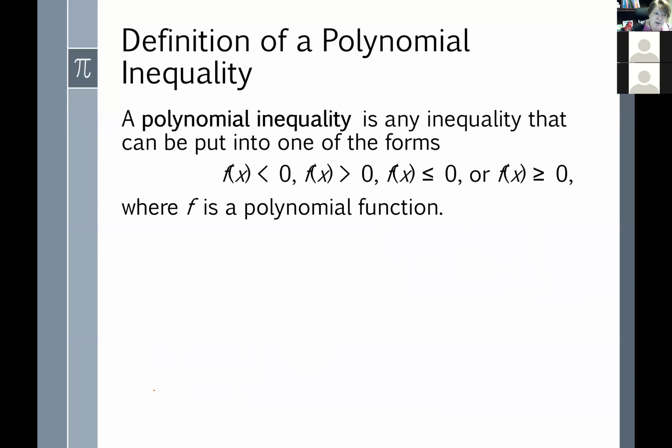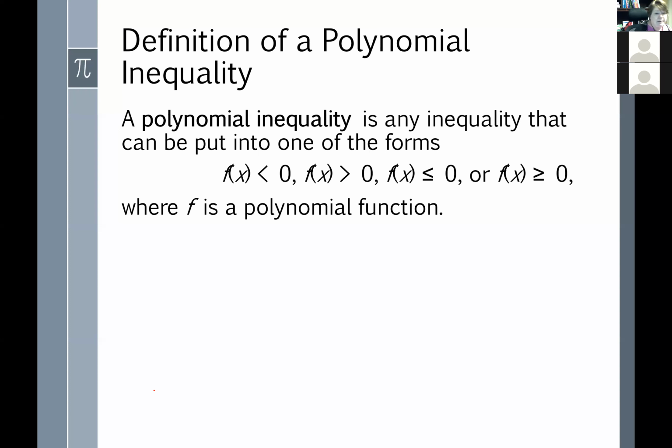So what you're interested in is where this function's negative if it's less than 0, or where this function's positive if it's greater than 0. So you're interested in looking at where y values are positive or negative, because you're looking at where the value of the function is either negative or positive. So you're going to have interval solutions, not point solutions.